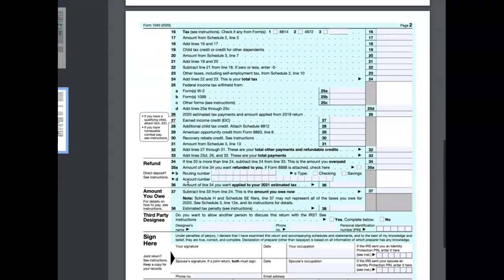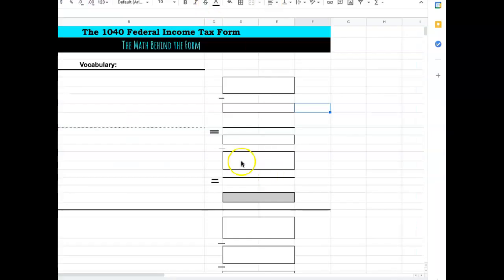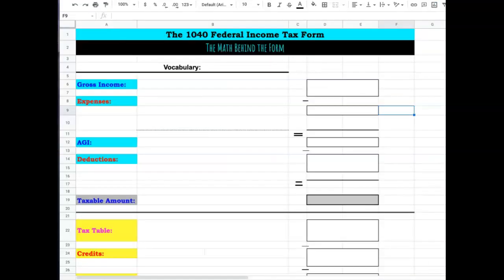A little intimidating at first. I had no idea what this was when I was your age, which is why we like to teach it. Because you're about to be, if not already, adults with jobs and soon to be on your own. So we broke this down into our own version of notes, which looks like this. This is sort of the beginner's guide to the 1040 form.